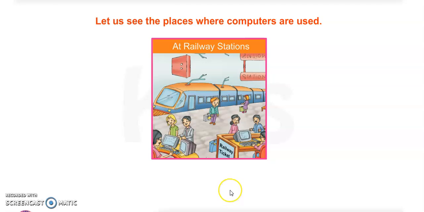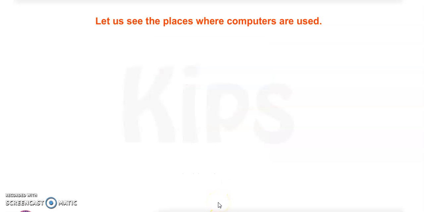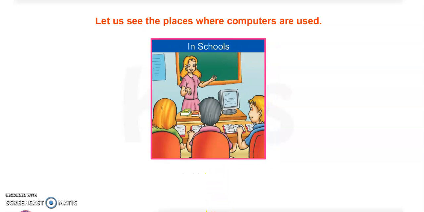Now the next place is the railway station. There it is used for booking train tickets, for keeping records of all the passengers who have booked tickets, and for giving information about the arrival and departure timings of the trains. Which train is coming at which time, and which train is going at which time. Everything is fed into the computer, and we can take information from it. The main use is booking tickets.